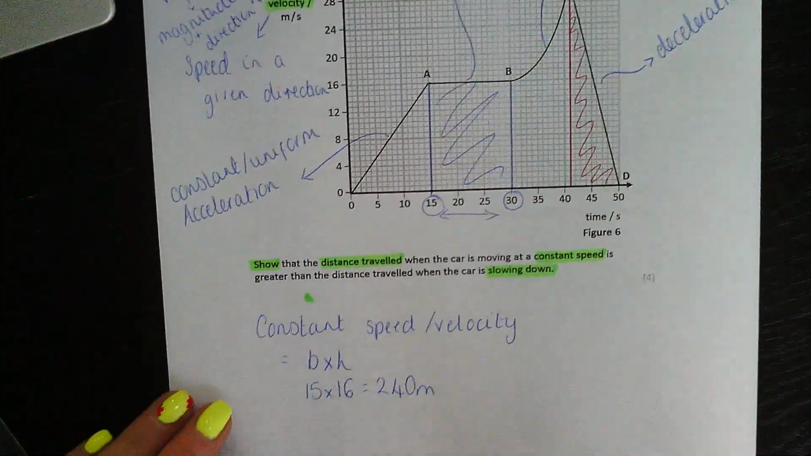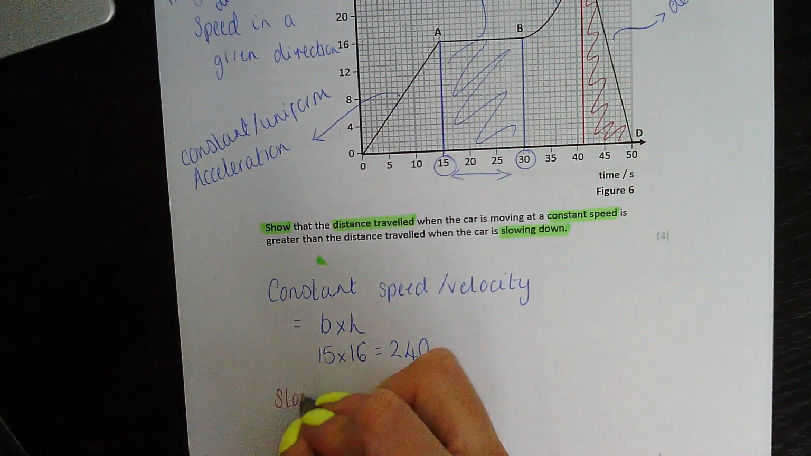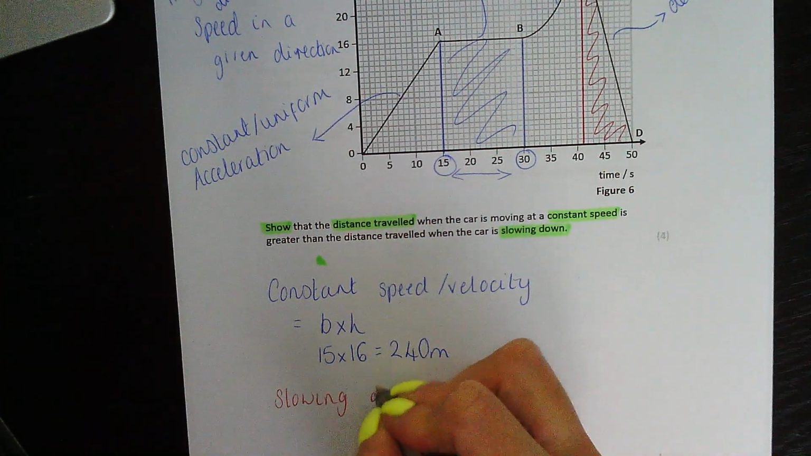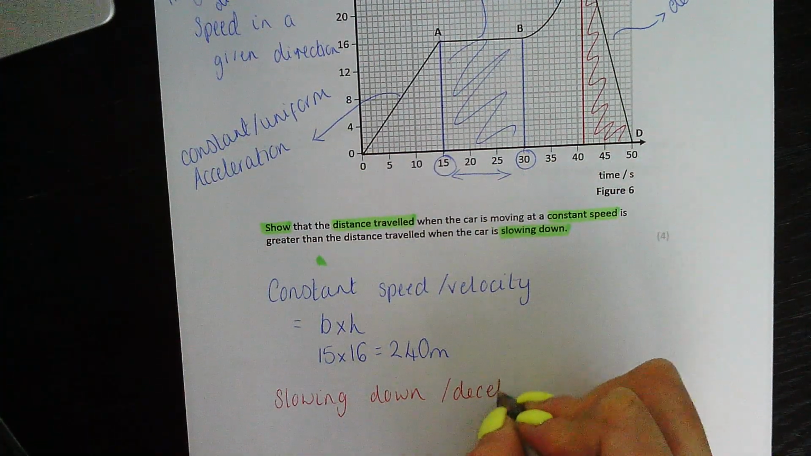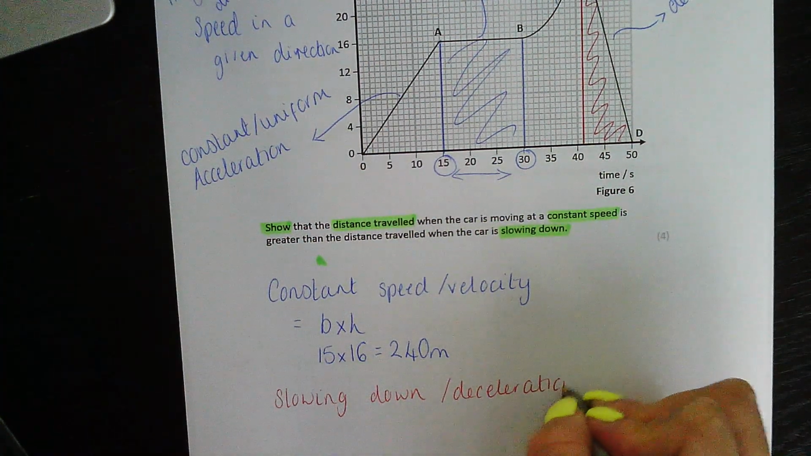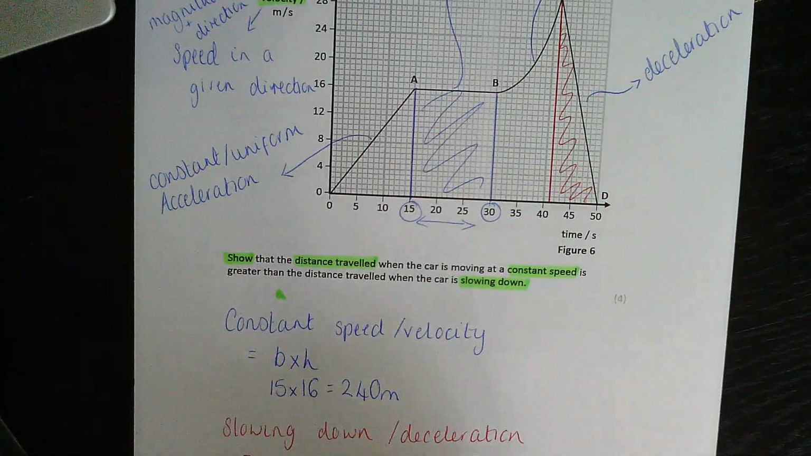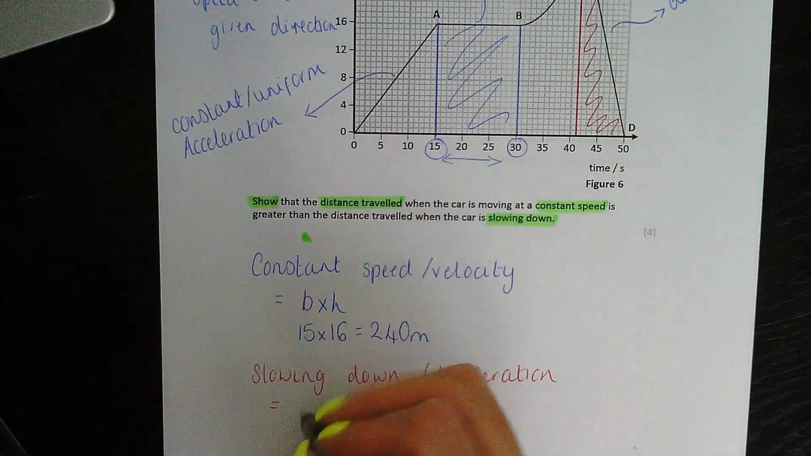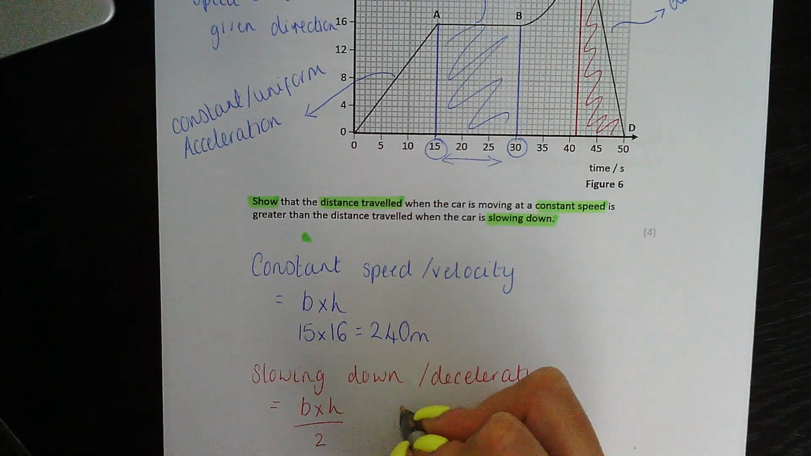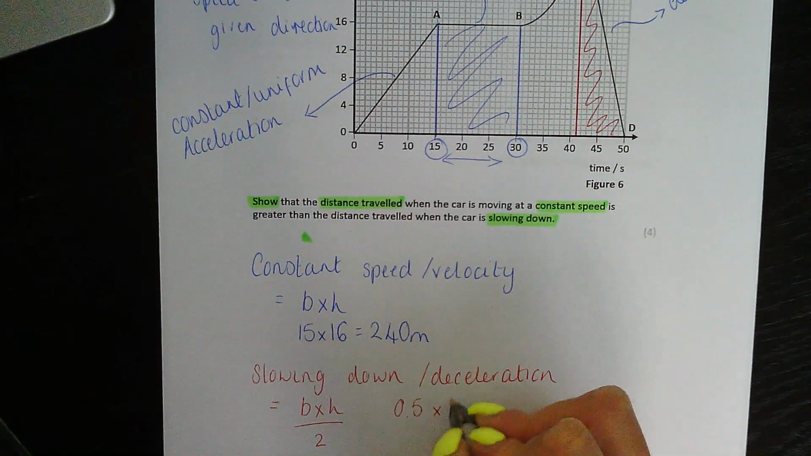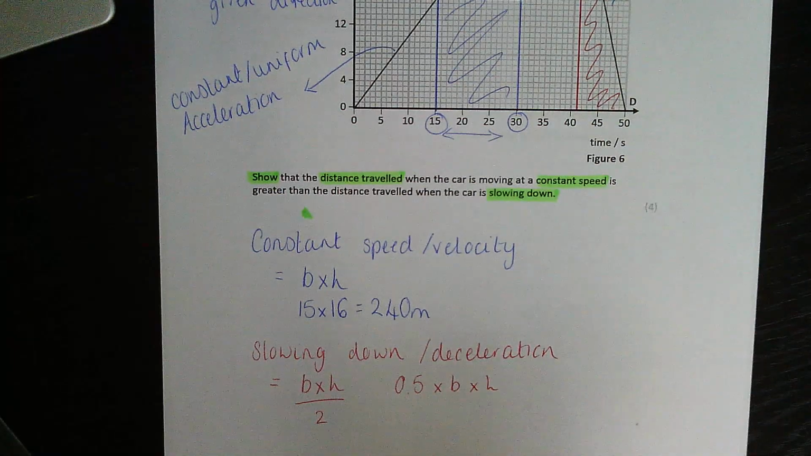Okay, so let's do the deceleration section now. So the slowing down, that's the term that they've used in the question, but I've labelled it as deceleration. So I'll put both. Now, this is a triangle. So we're not just going to do base times height. We're going to do base times height divided by 2. Some of you might do half times base times height. They get the same answer, so either way is fine.